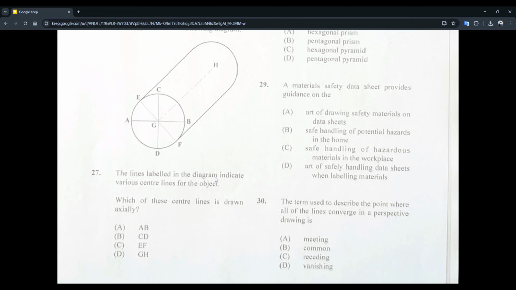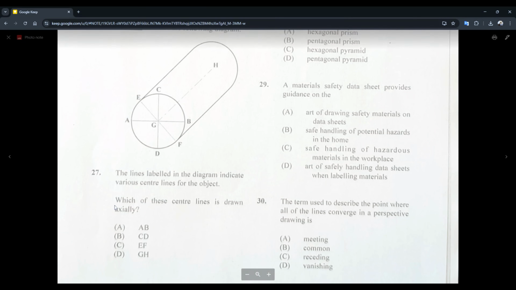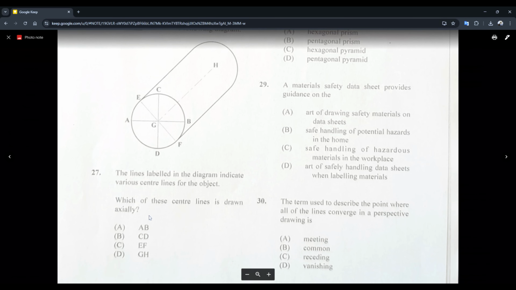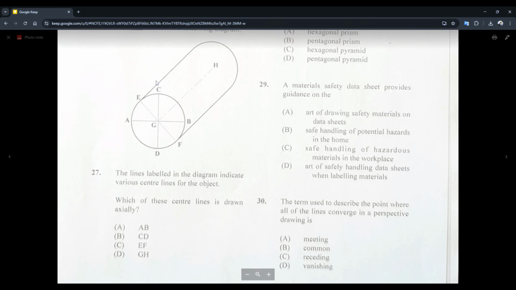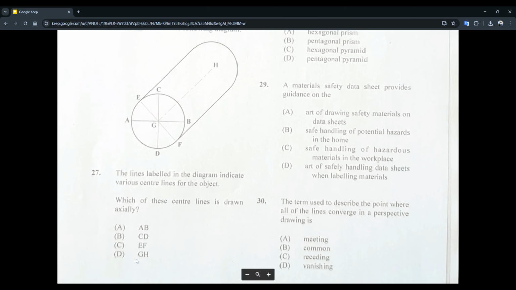The lines labeled in the diagram indicate various center lines for the object. Which of these center lines is drawn axially? All right, that will be GH. GH runs along the central axis of the cylinder. D.